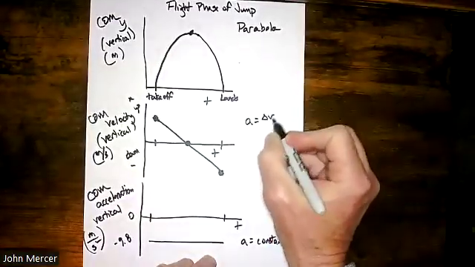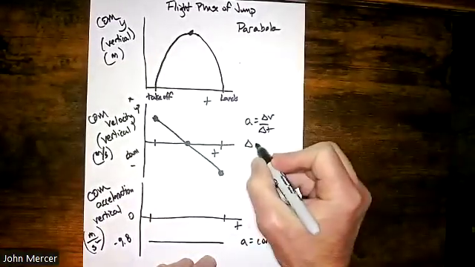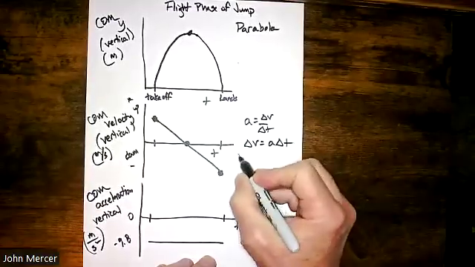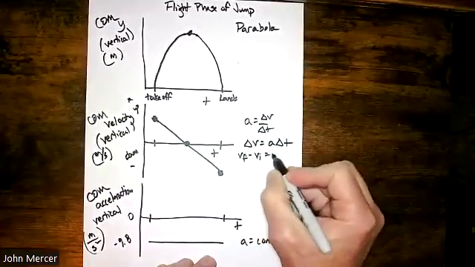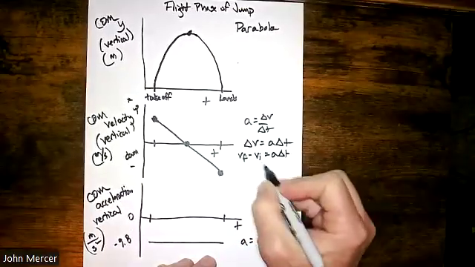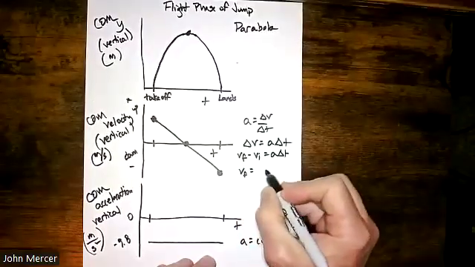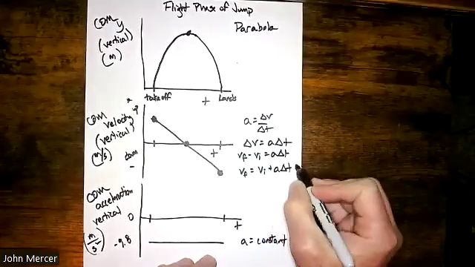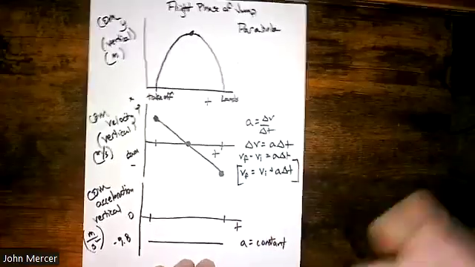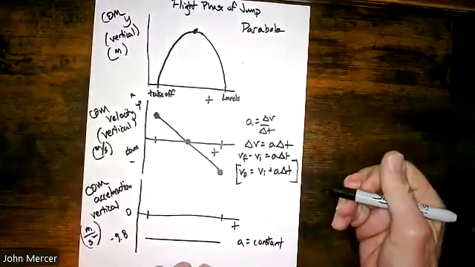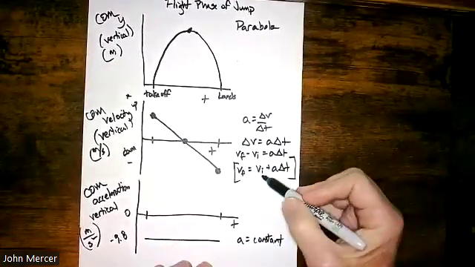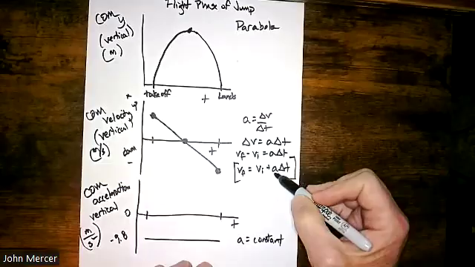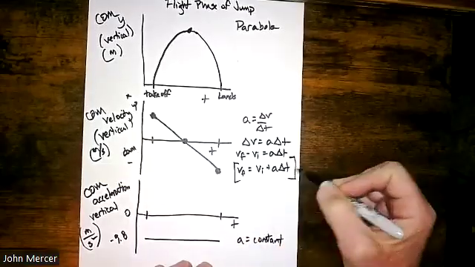We should know A equals delta V over delta T. If I rearrange this, delta V equals A times delta T, or if I break this out a little further, A delta T equals final velocity minus initial velocity, or finally Vf equals Vi plus A delta T. You should recognize this as one of your equations of constant acceleration. It's just the equation for acceleration. All this is saying is that the final velocity is equal to the initial velocity plus the acceleration, which is constant, times delta T.